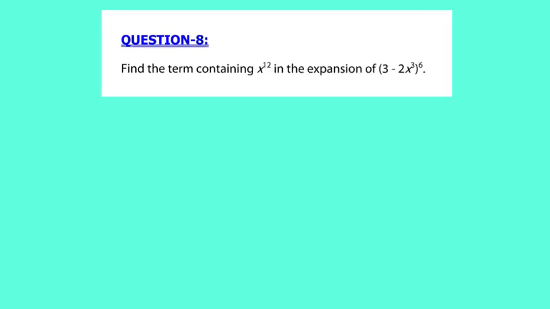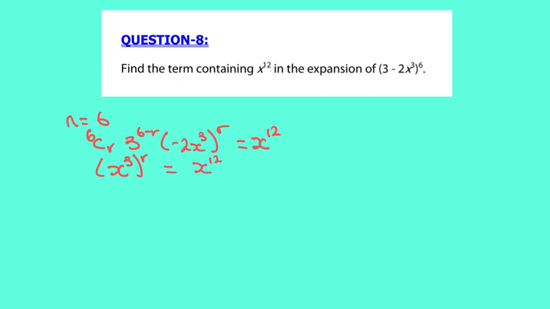Question 8. Find the term containing x to the power of 12 in the expansion of (3 minus 2x³) raised to the power of 6. n is equal to 6. Therefore, we can write 6 choose r, 3 to the power of 6 minus r, (minus 2x³) to the power of r. This is equal to x to the power of 12. So, (x³) raised to the power of r is equal to x to the power of 12, giving r is equal to 4. We can now substitute r equals 4 to find the coefficient of x to the power of 12. So we've got 6 choose 4.